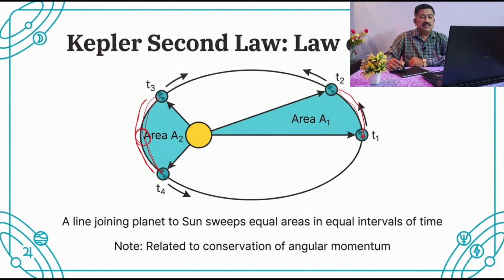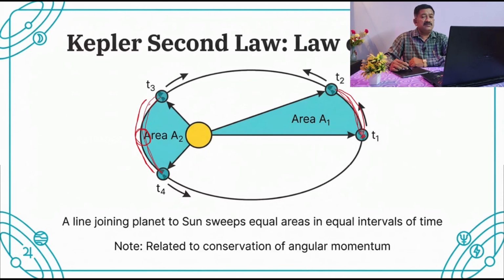But see, look at the distance traveled. The distance traveled is different. So when we consider the position T1 and T2, the time taken is same, but the distance traveled is smaller than the other side. So it indicates that when the planet is far away from the sun, that is in the perigee position, it moves very slow. And when it is nearing the sun, it moves very fast. That is some difference in velocity of the planet.